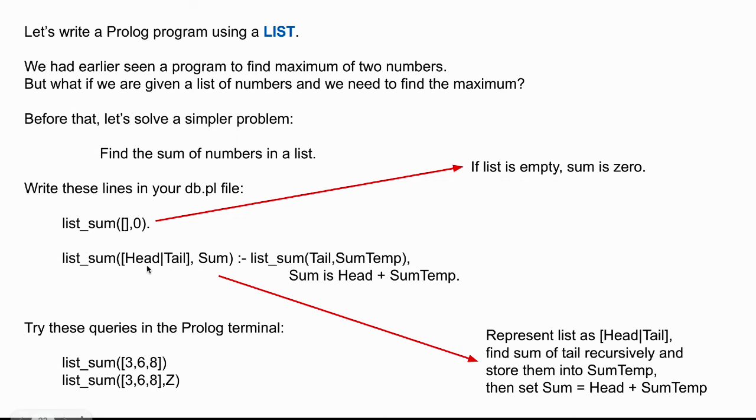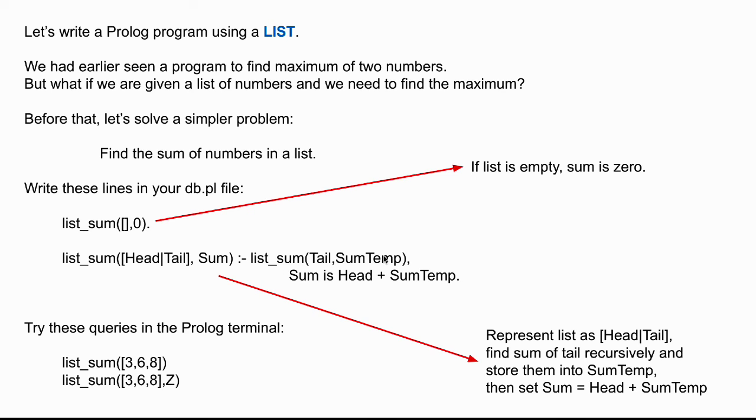Okay, so you have the first element, which is the head, and everything else becomes the tail. This one argument is what captures the value of the sum. This is true if the right hand side is true. So in the right hand side, what do we do? We again call this function, but with only the tail and the second argument, which is sum temp, the temporary sum, which captures the sum of the tail.